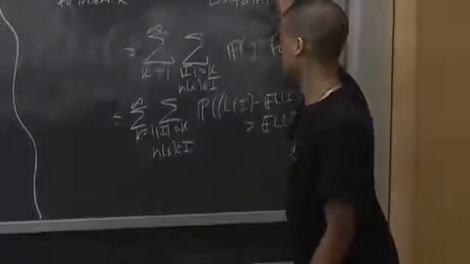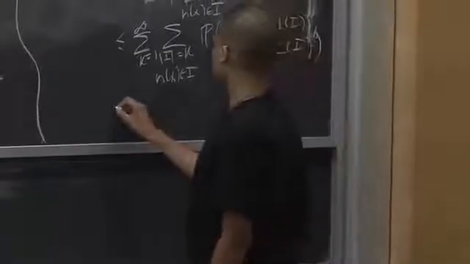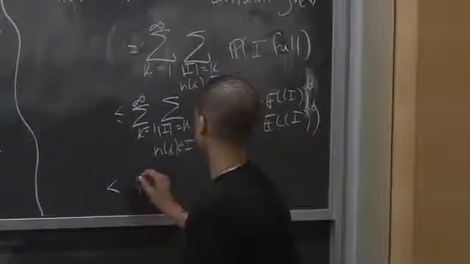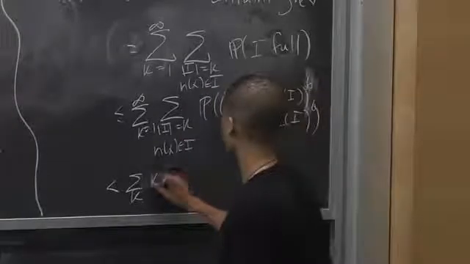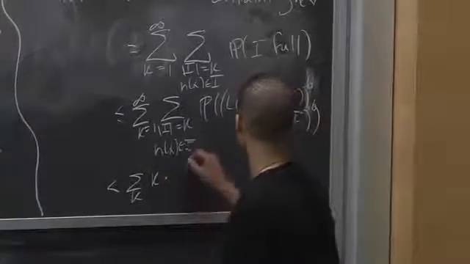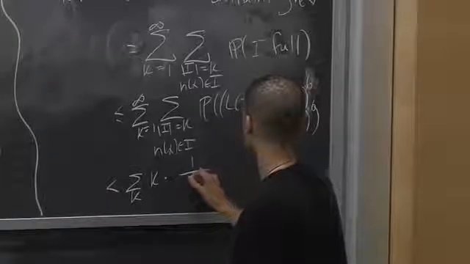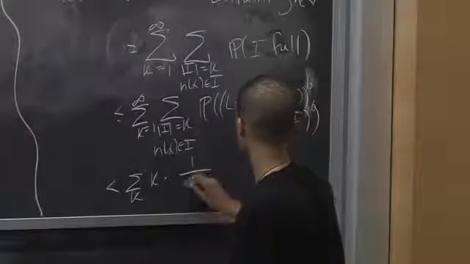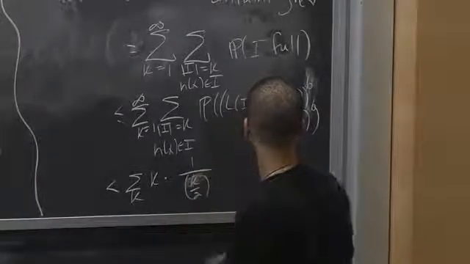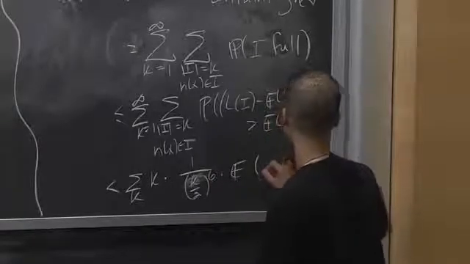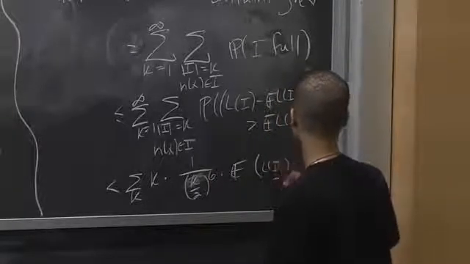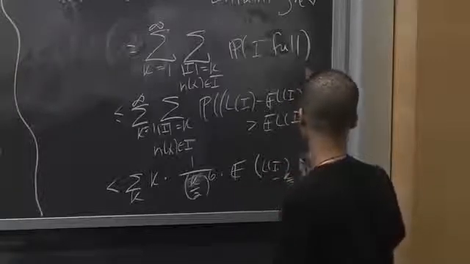And then this thing is at most the sum over k. There are k intervals of length k that contain h of x. So k times 1 over, so this is |I| over 2. So this is k over 2 to the 6th times the expectation of this thing, L of I minus expectation of L of I, to the 6th.